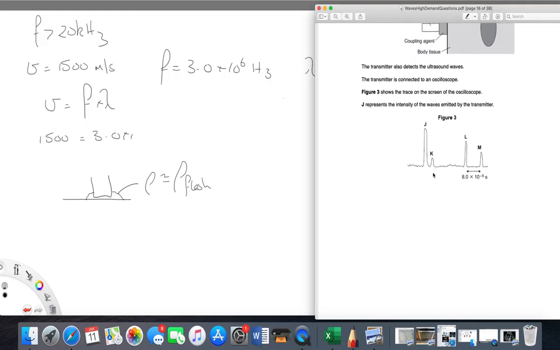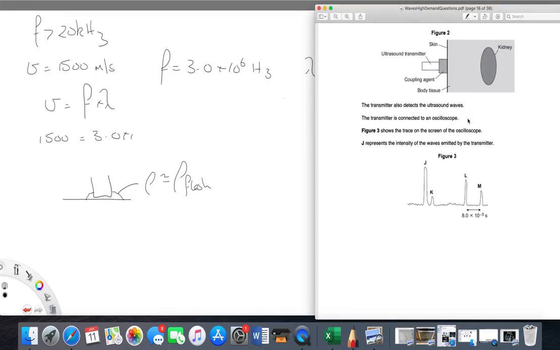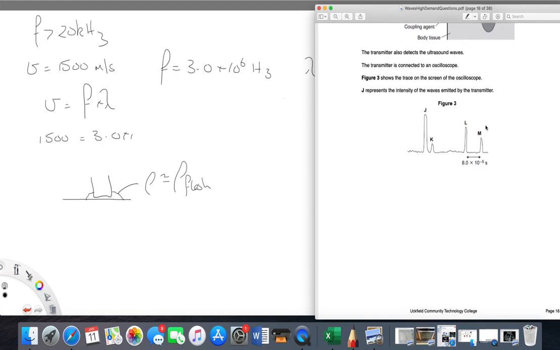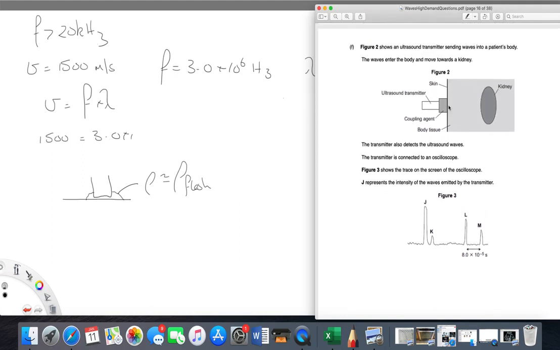So this, we are told, J, is the intensity of the waves emitted by the transmitter, so before they've gone into the body. And we have K, L and M. So here we have a reflection, another reflection and a third reflection. So after they enter the body, or as they're entering the body, there's before they go in, then we have 1, 2, 3 reflections. So I'd be thinking there's going to be a reflection here because of the change of density here. There's going to be a reflection here because there's a boundary, a change of density, and a reflection here. That's the way I'm thinking.